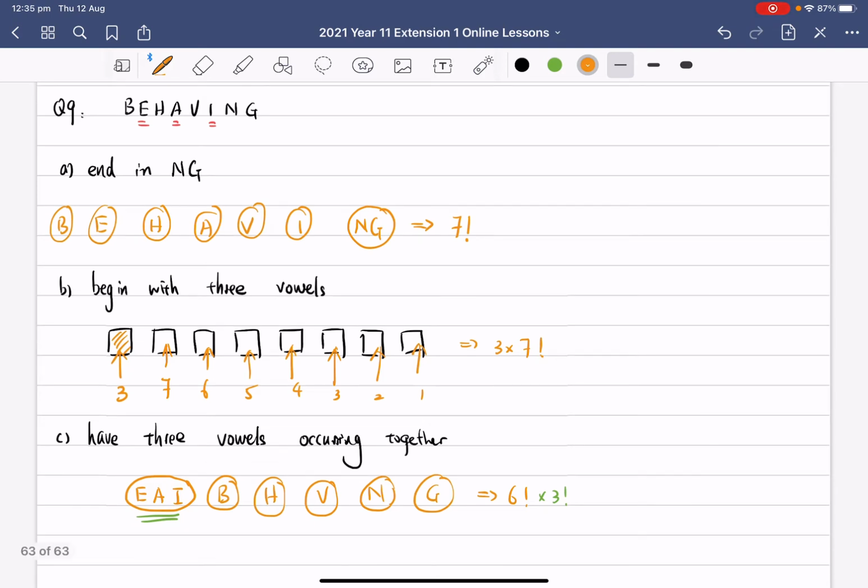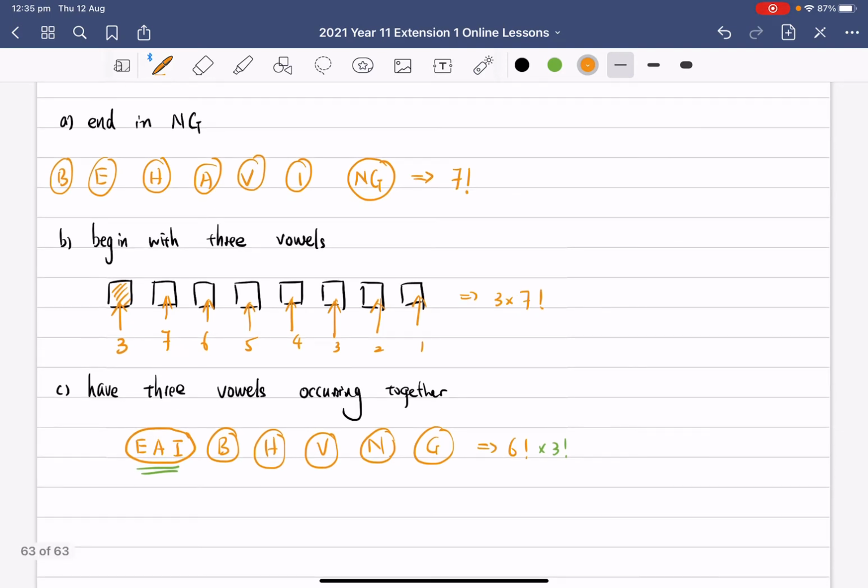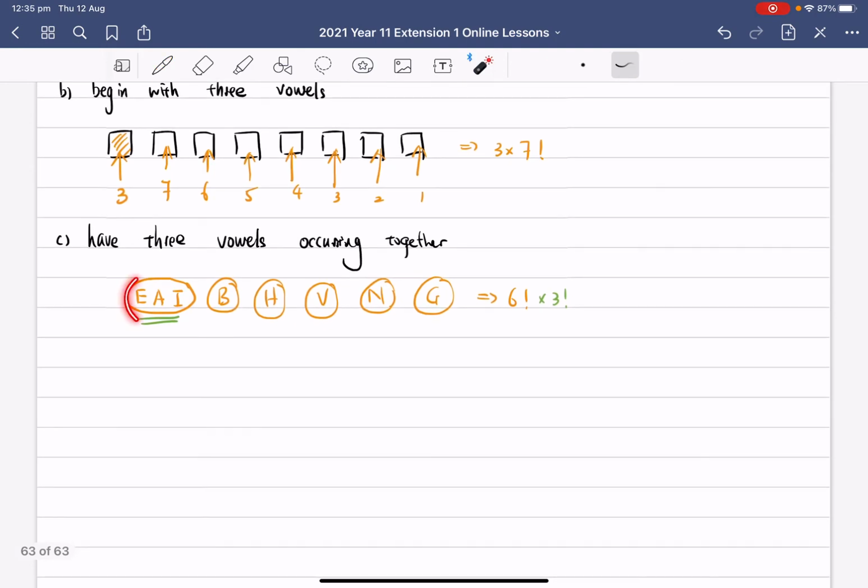Yeah, it's a bit tricky. Previously, I was thinking about beginning with 3 vowels as when all 3 vowels stay together at the beginning, until I looked at question C, which says having 3 vowels occurring together. It doesn't matter whether these 3 vowels are at the beginning or in between. So this is still not correct as well.